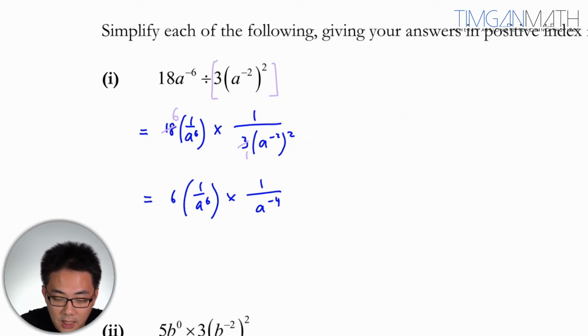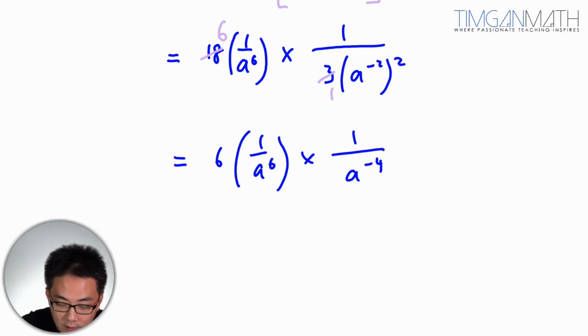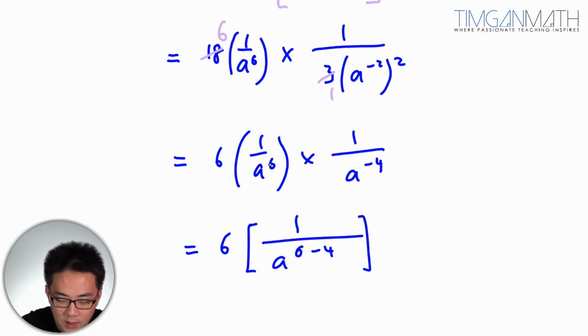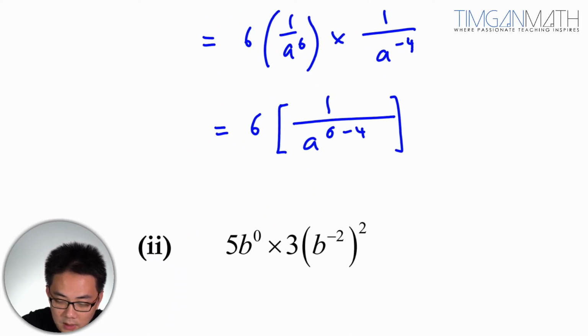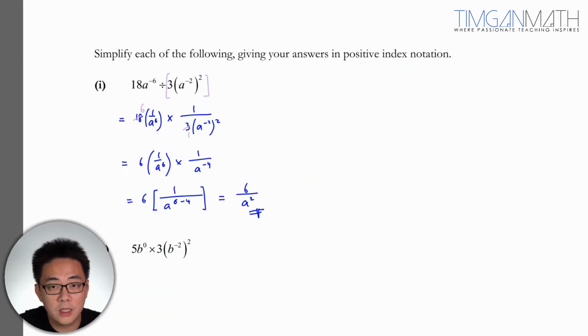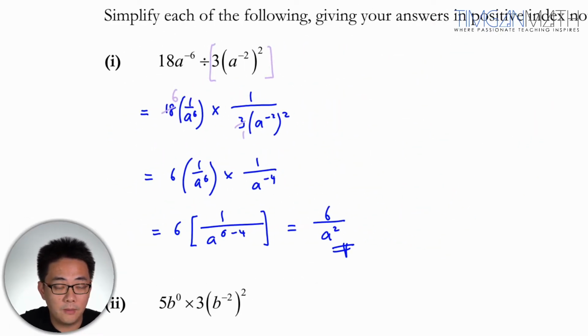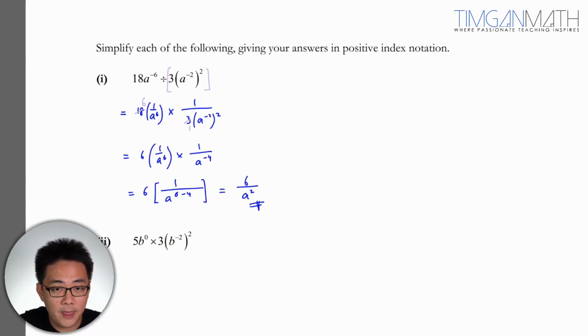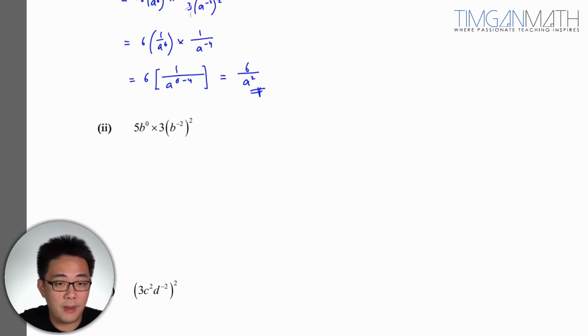Once that's done, we are going to have this both multiplied together, which is 6 a to the 6 minus 4. This multiplied with this, so this case here will be 6a to the power of 2. Alright, so this is how you do this part here. After which we're going to look at part 2.